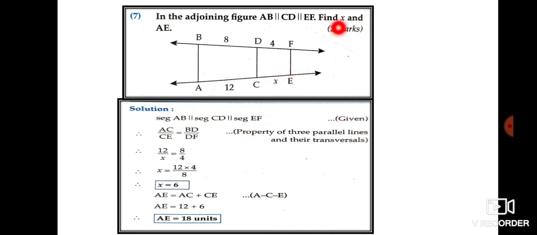Now here they are asking you to find x and AE. The x we calculated as 6. Now we have to find AE. So you will write AE is equal to AC plus CE, and you have to write the reason, A-C-E. And then you can write AE is equal to 12 plus 6. Therefore AE is equal to 18 units.